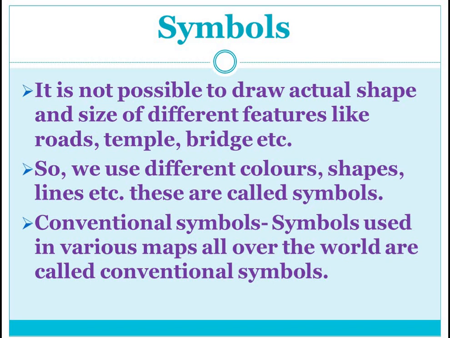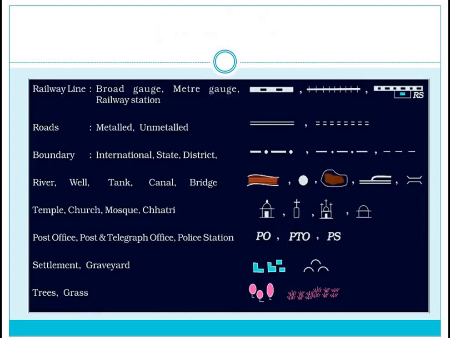Then conventional symbol. What does it mean? The symbols used in various maps all over the world are called conventional symbols. The different symbols that are used in the different maps all over the world, they are known as conventional symbols. We will study some of the conventional symbols.